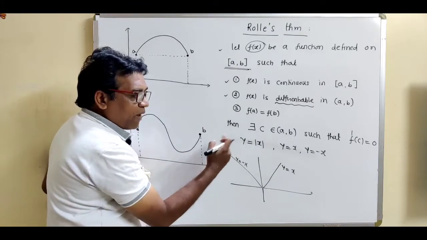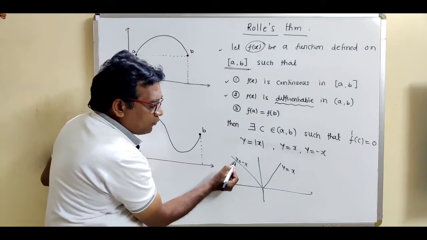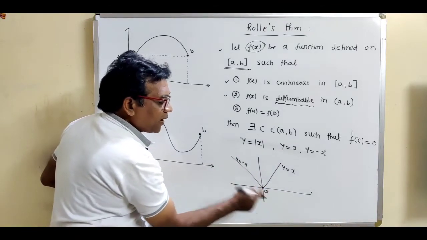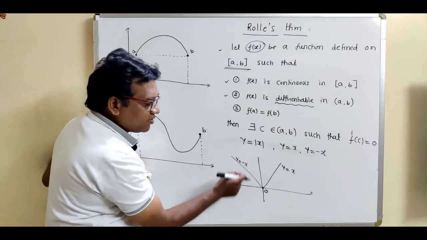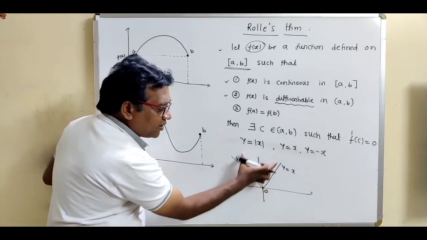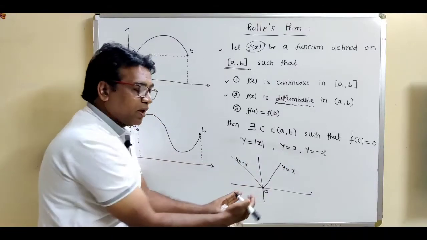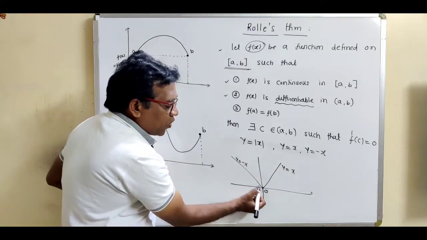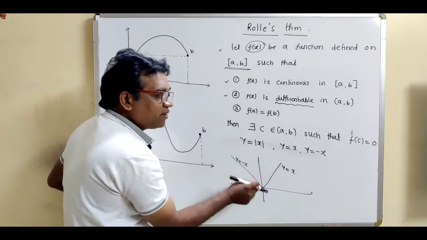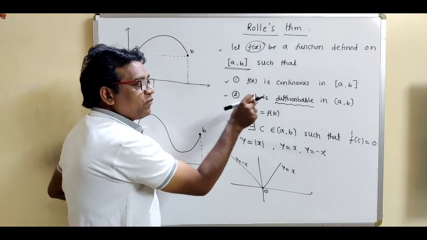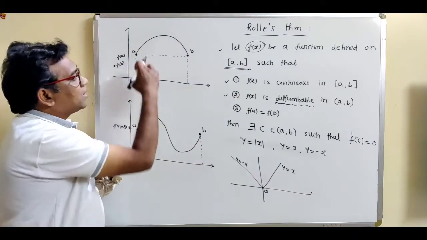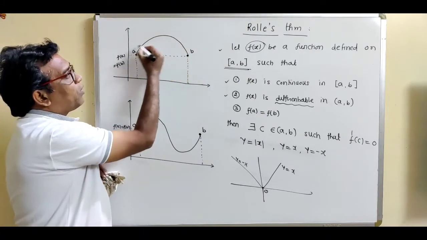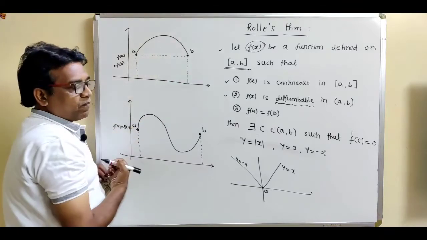Now this graph y = |x| is a continuous curve, but it is not differentiable at x = 0, because at x = 0 we find that there is a sharp edge. If there is a sharp edge, that means we cannot plot the tangent at this point. A differentiable function means the graph should be smooth. A smooth graph means we can plot a tangent at every point.